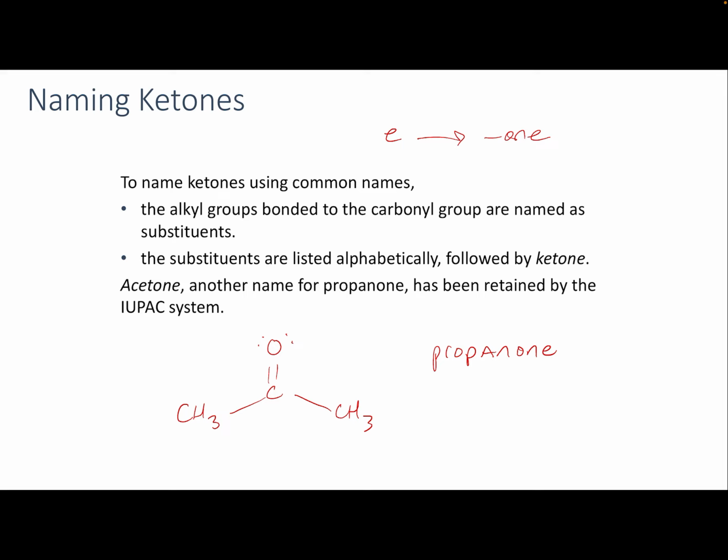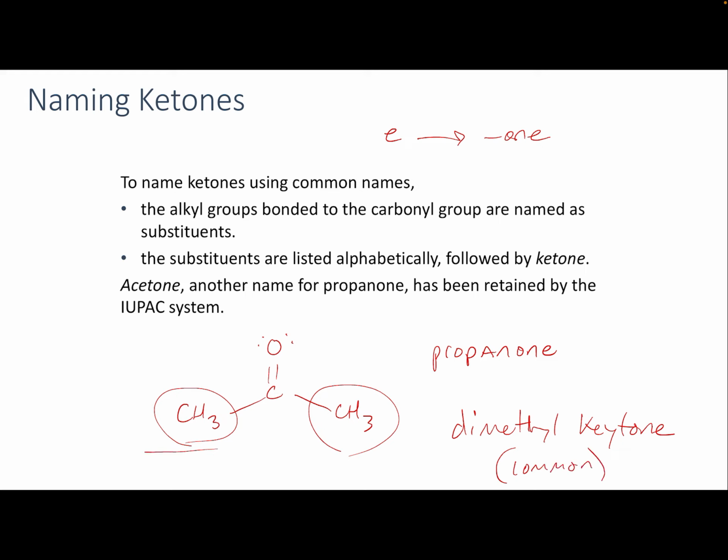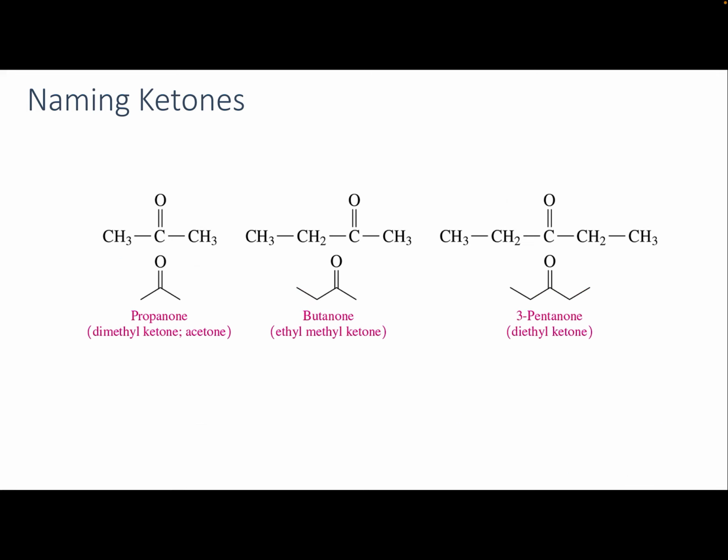Okay, the other way that we can name this is we can talk about the alkyl groups and then just say ketone. In this case, we have a methyl and a methyl. So dimethyl ketone. That would be the common name. So common names here just have us naming the groups on either side of the carbonyl and then saying ketone. Let's try these. So propanone, aka acetone, we just looked at that. Now we look at this guy here.